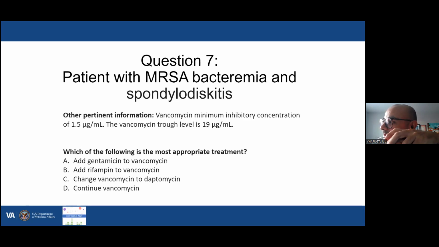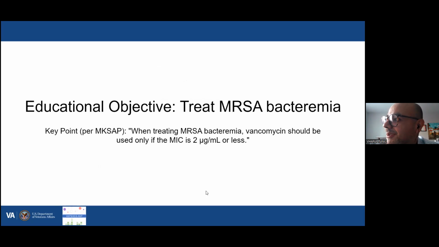We have most people picked D, which is the correct answer, and then we have an even spread on the other answers. Great. So good. When treating MRSA bacteremia, vancomycin should be used only if the MIC is 2 or less.